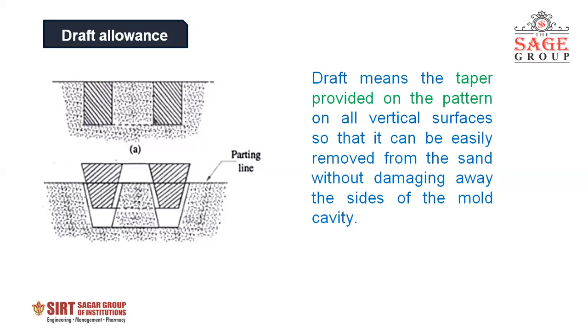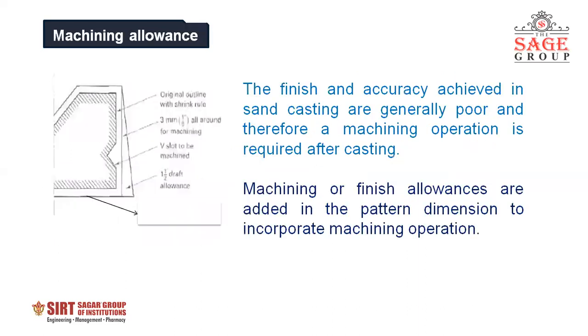You can also correlate it with ice creams. They are also tapered so that they can easily be picked up from their mold. Ice creams are always tapered, and some are conical shaped. So to eject them from the mold, they are provided with a draft allowance. Machining allowance. Machining is required because the surface finish of the casting is very poor. So if we need a good surface finish, machining has to be done, and for that purpose a machining allowance of 1 to 2 mm is provided on the cast.